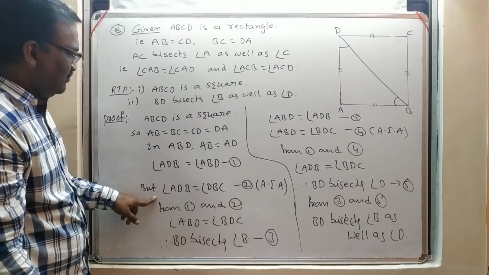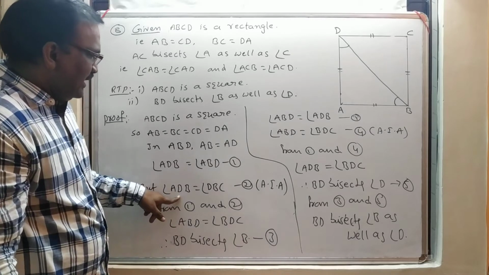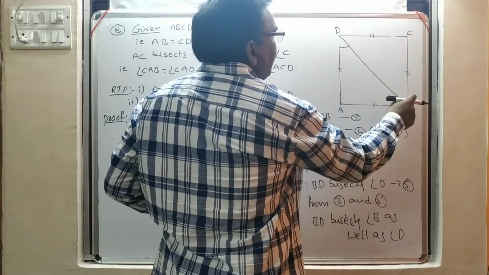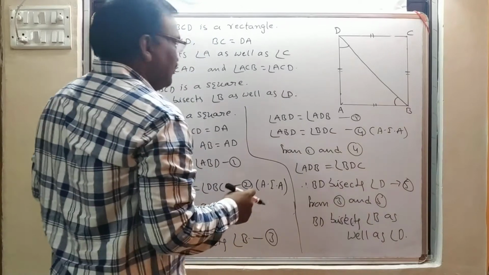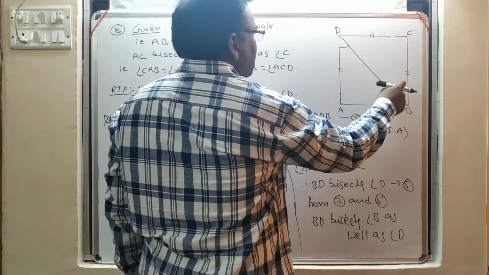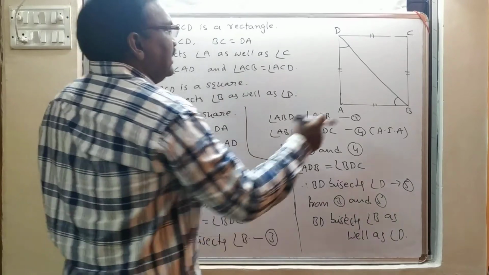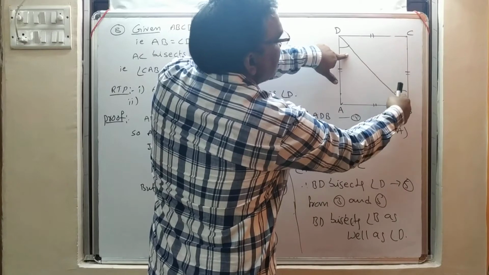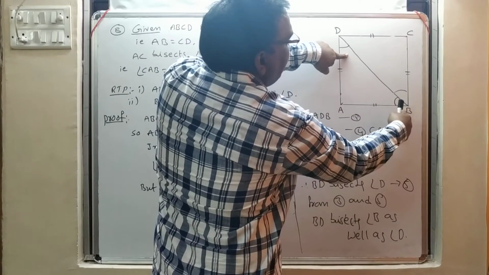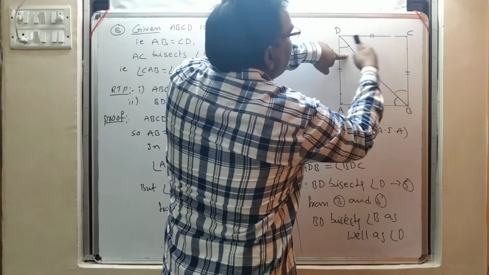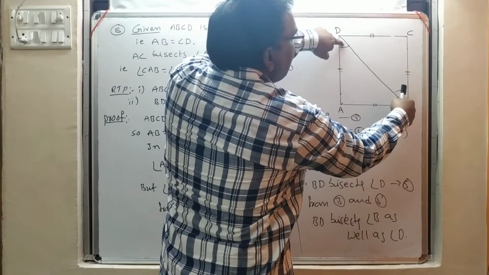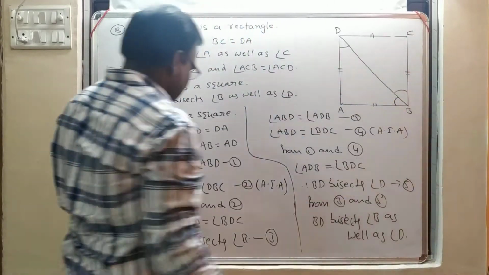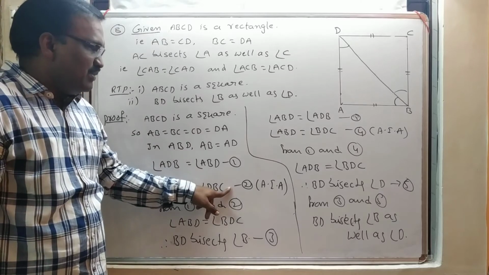But what is given? Angle ADB is equal to angle DBC. These two angles are equal. What are these two angles? Angle ADB and angle DBC. These two are alternate interior angles. These two angles are also equal. So angle ADB is equal to angle DBC.